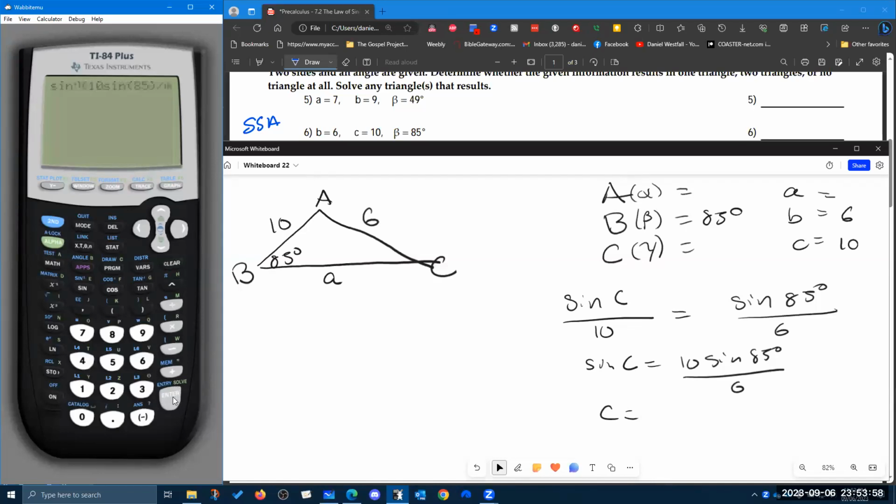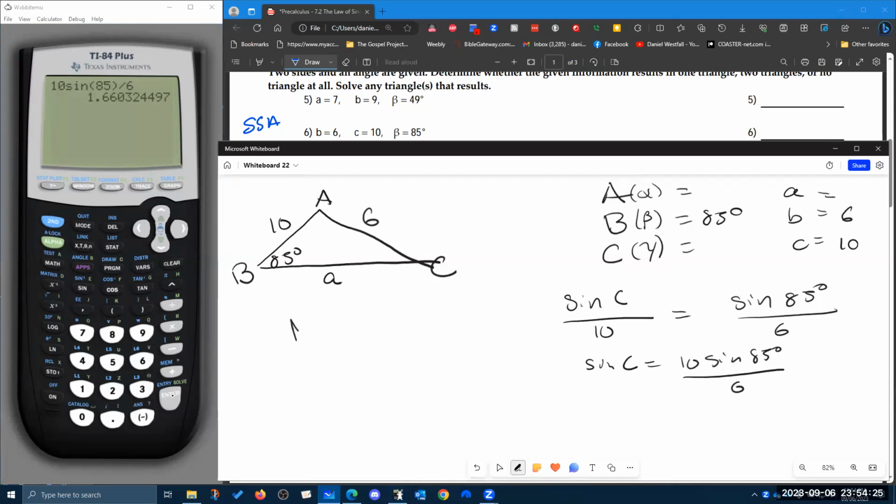Okay, and I get an error in the domain because, let's just show you why. 10 sine 85 divided by 6 is greater than 1. So there is no angle that can do that. So there's no triangle here.